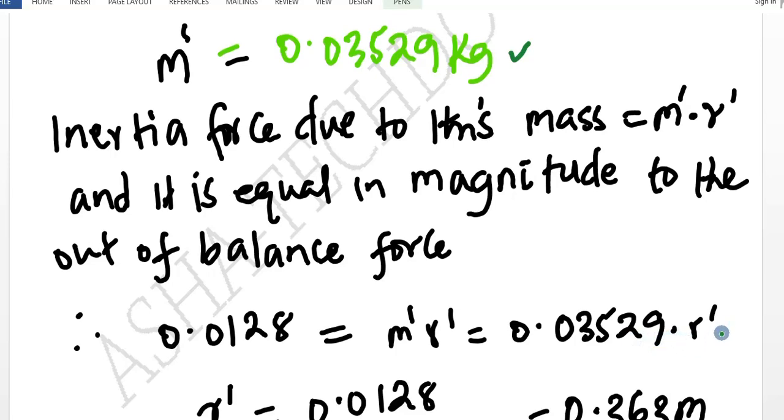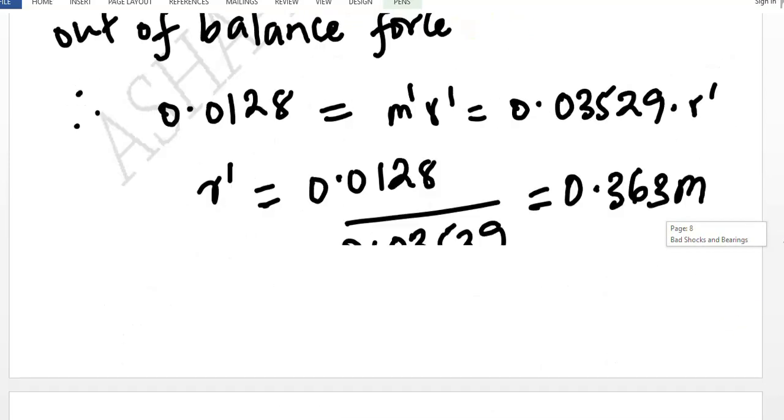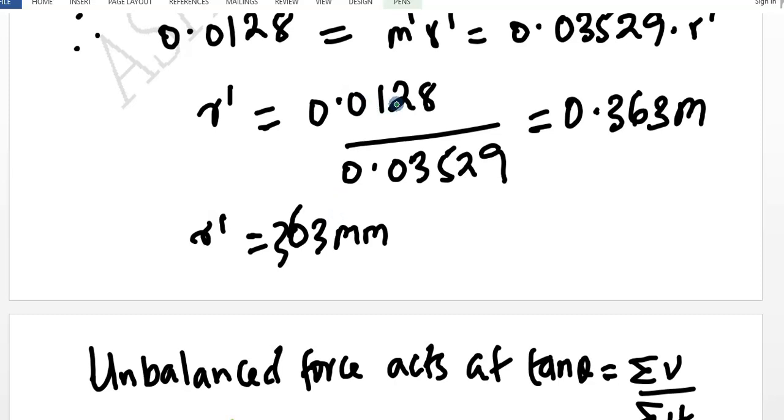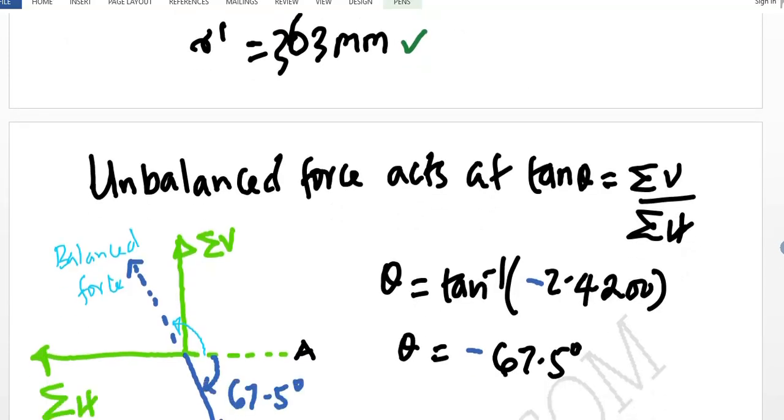0.03529 times r prime. So we need to get that radius, and it is going to equal 0.0128 out of 0.03529, and this would give us 0.363 meters, which is approximately equal to 363 millimeters. Now that unbalanced force, we have to determine its position. If we determine its position, it can help us to also locate the balanced force now. Since the two forces, the unbalanced and the balanced force, are equal in magnitude, but acting in different senses.